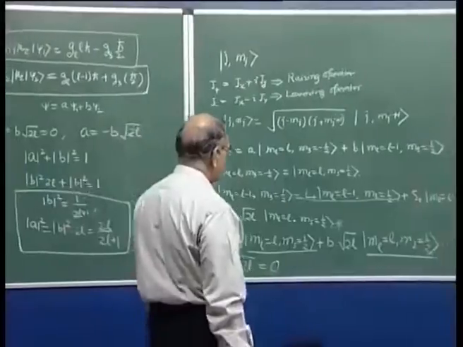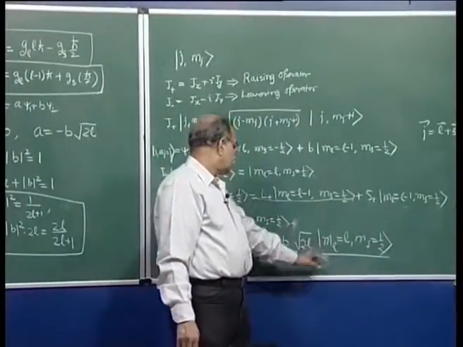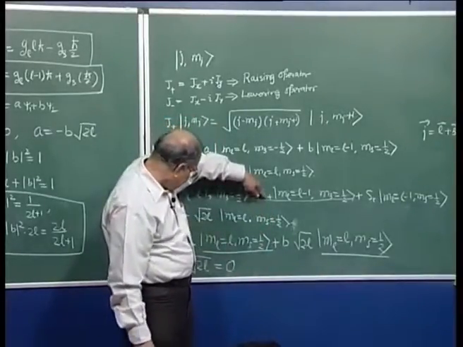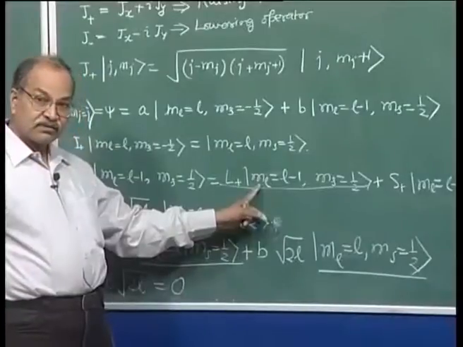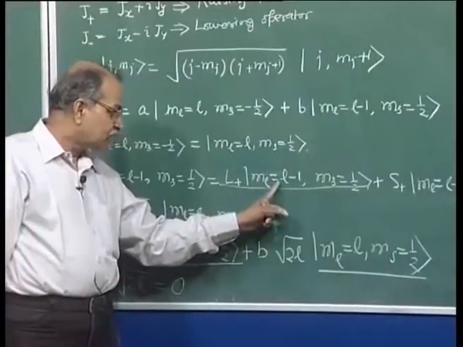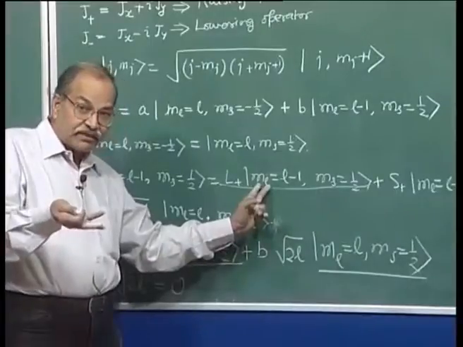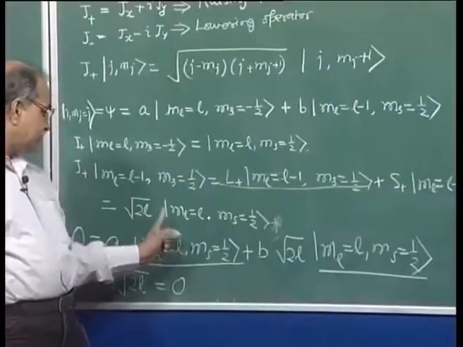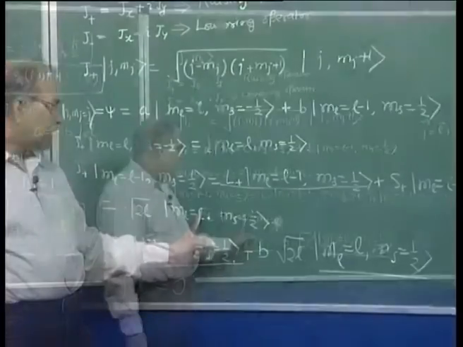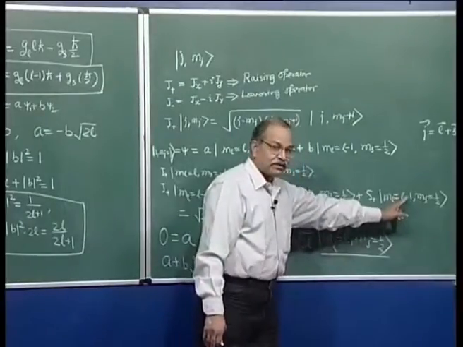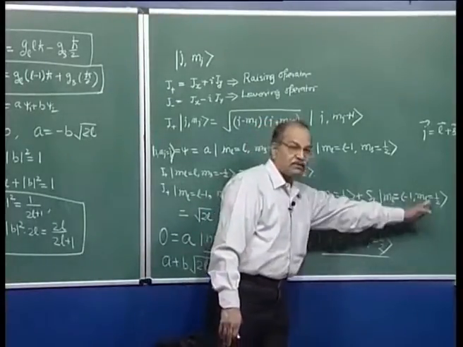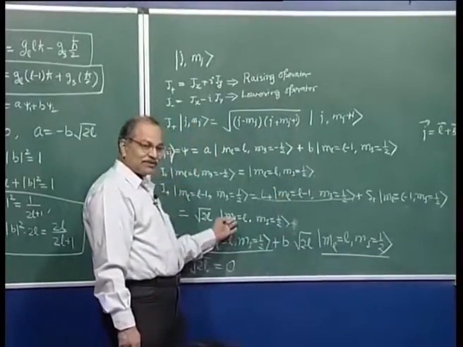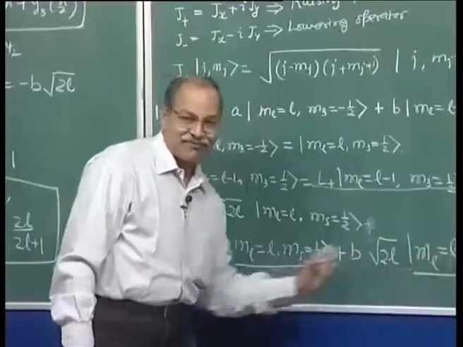Which one? Here? Yes, sir. ML is equal to L minus 1, ML is equal to L also. See, this L plus is operating on this. And when L plus operates on this, ML is raised by 1 unit. So, this becomes L, this ML becomes L. And this part is anyway 0, S plus operating on this is 0, and L plus operating on this has raised ML to ML equal to L. That is why these two terms are the same and can be taken common.